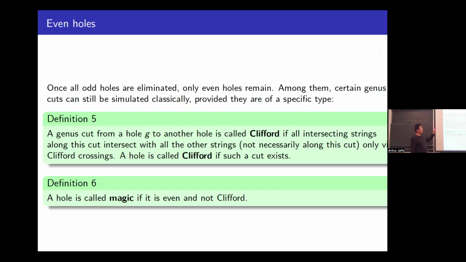So we say that a hole is Clifford if the layer surrounding the hole is just those braided diagrams without parameters on the crossing. If the hole is just surrounded by a Clifford diagram, it's called a Clifford hole. Otherwise, it's non-Clifford. And if it's even and non-Clifford, then we call it magic. So in the next class, we will show the Clifford hole can also be eliminated, but the magic hole is not. So that is a major difficulty.